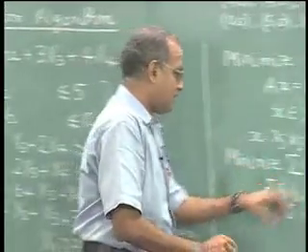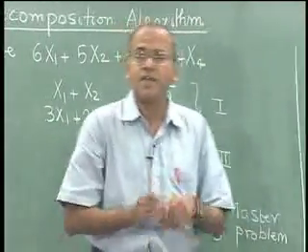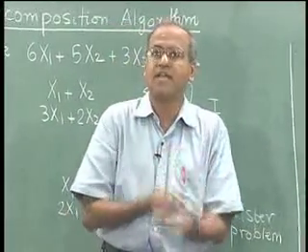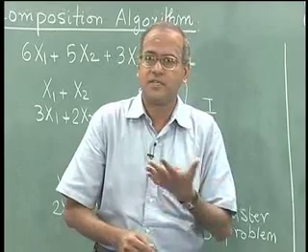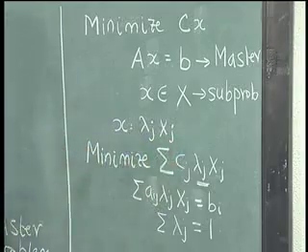Now, as I said, the focus now shifts to finding out the lambda j, which become the variables, or which are essentially the weights that are associated with each corner point. So, we now start solving this problem first.